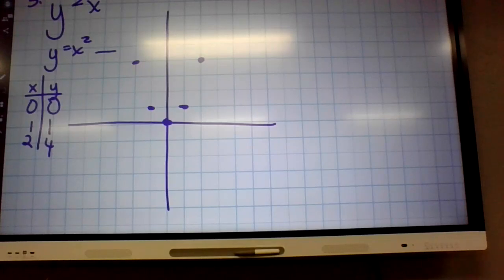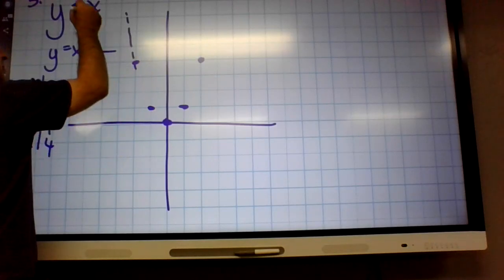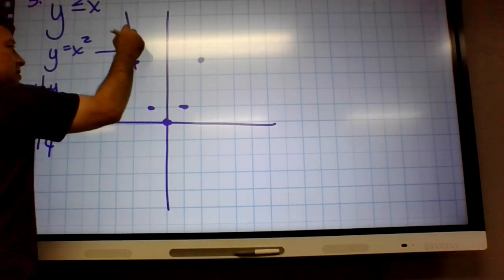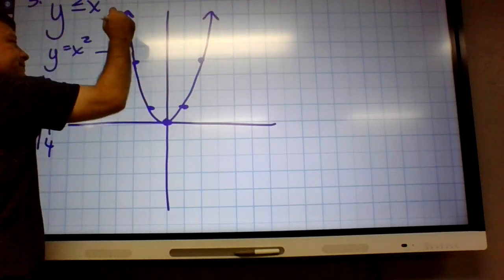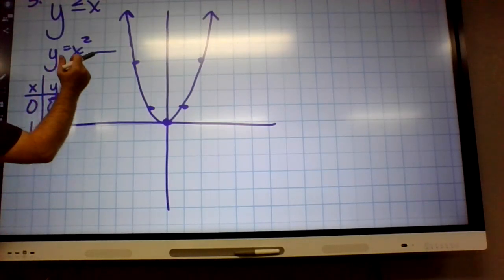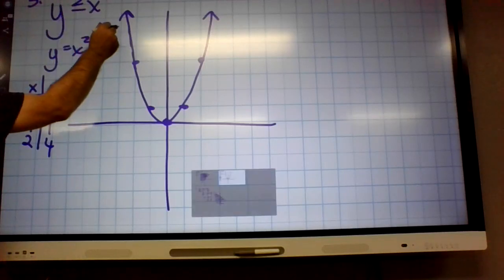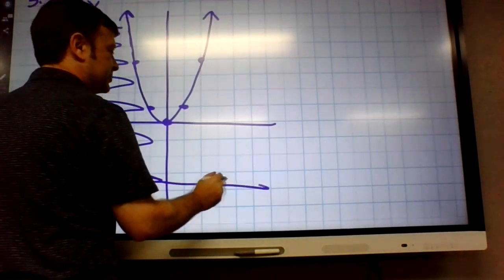Is it solid or dashed? It's dashed. Oh, did I write it wrong? Solid, I said. Okay, are we shading above or below? Below. Why? Less than. So below on a parabola would be like this. Outside the bowl.